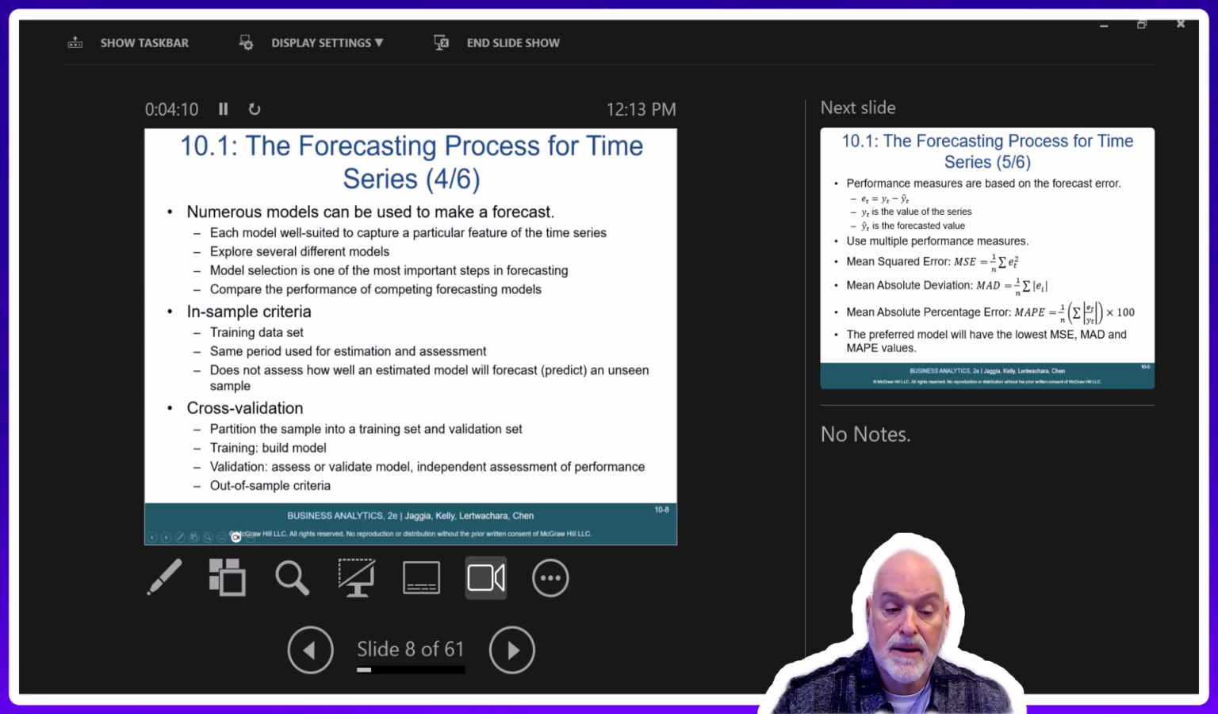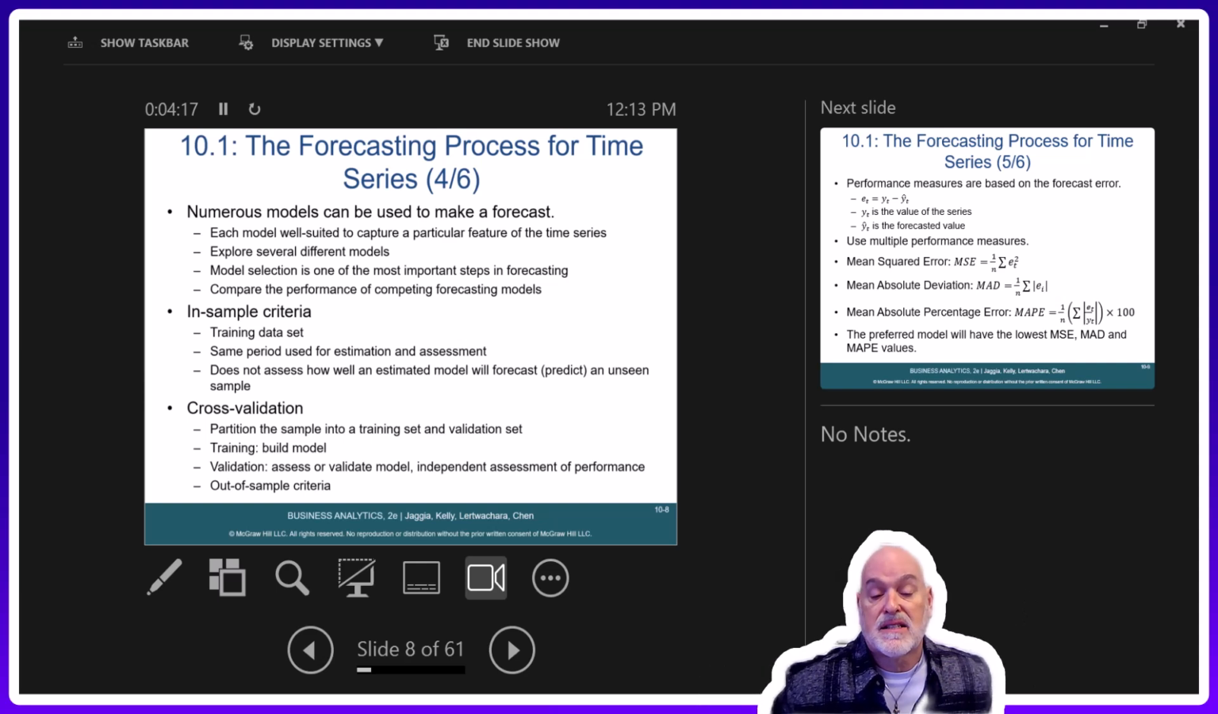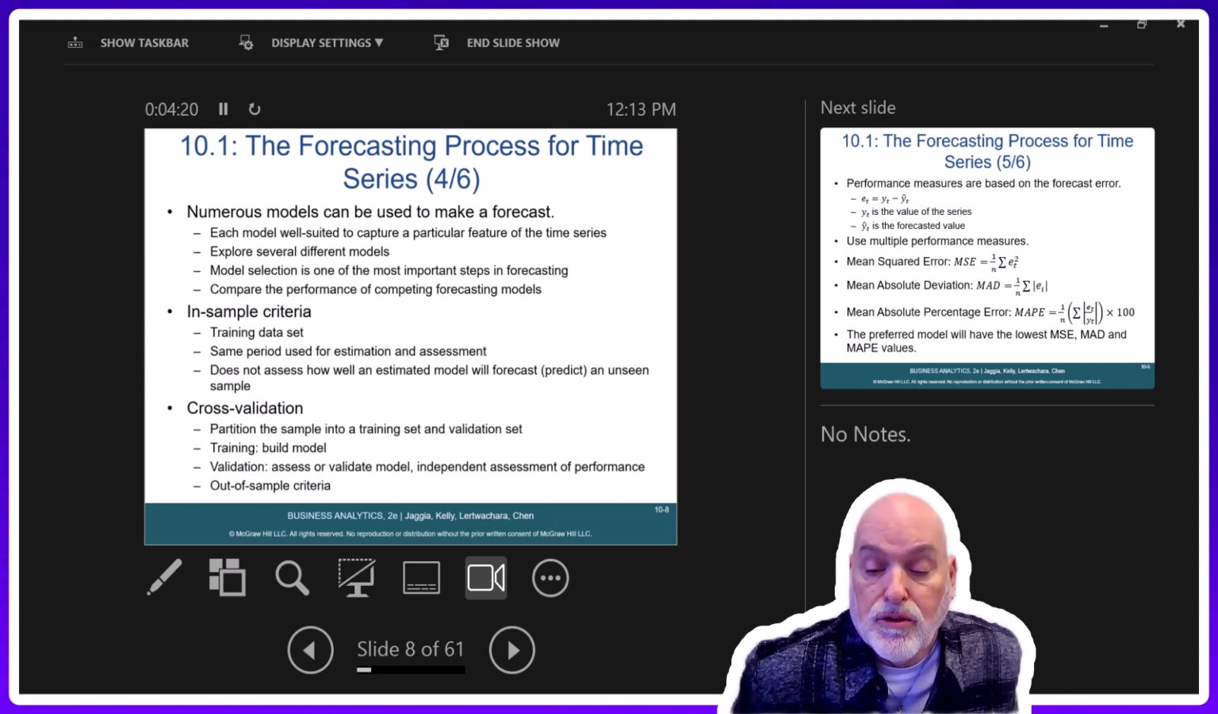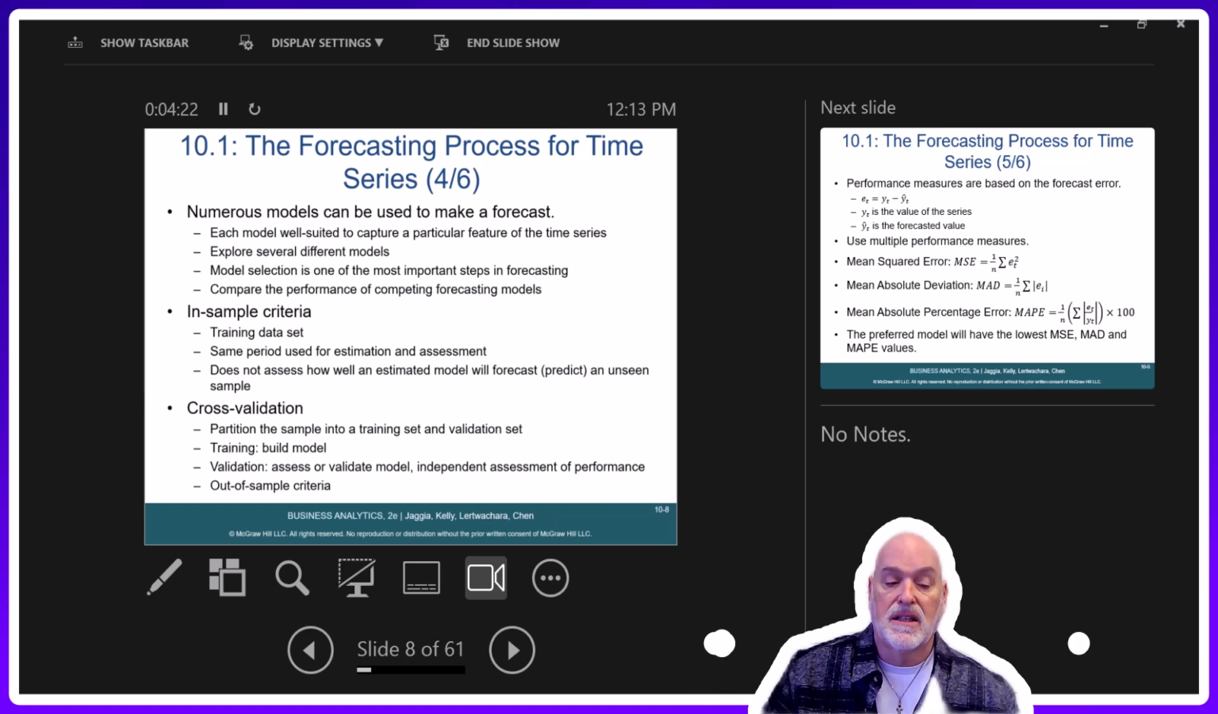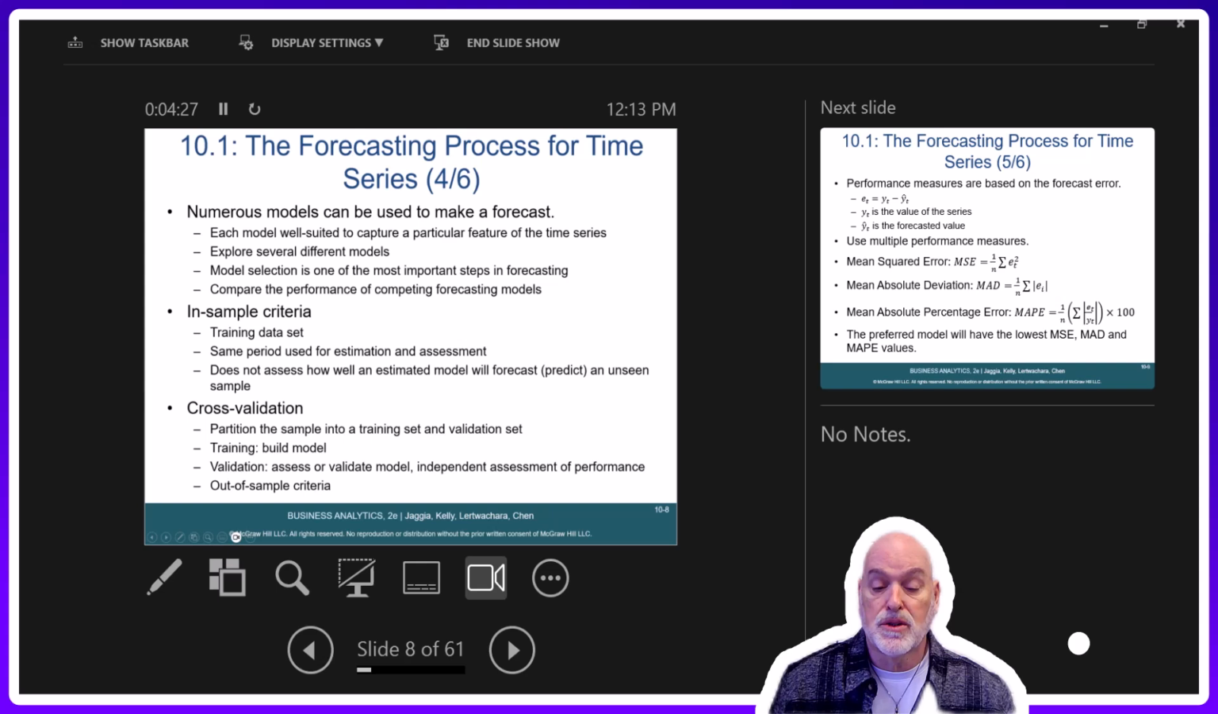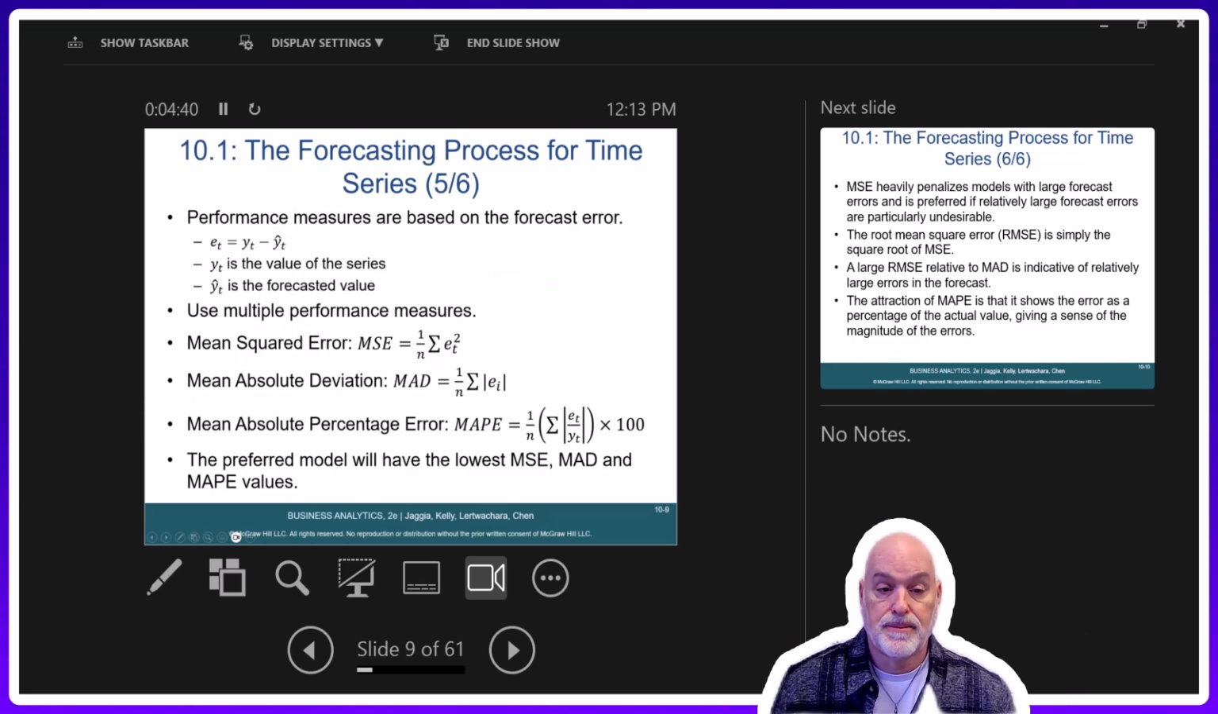In-sample criteria use the training data set, the sample period used for estimation and assessment, and this does not assess how well an estimated model will forecast or predict an unseen sample. Also, cross-validation: partition the sample into a training set and a validation set. In the training set, we build the model, and in the validation set we assess or validate the model, an independent assessment of performance. We also utilize out-of-sample criteria. Performance measures are based on the forecast error, using these formulas here.